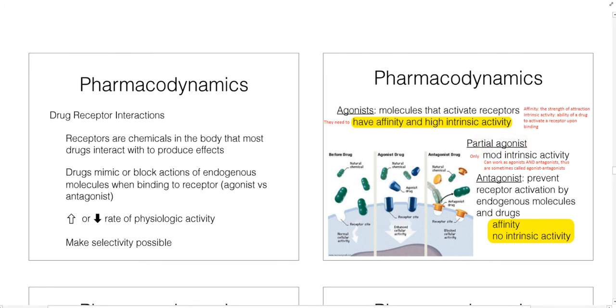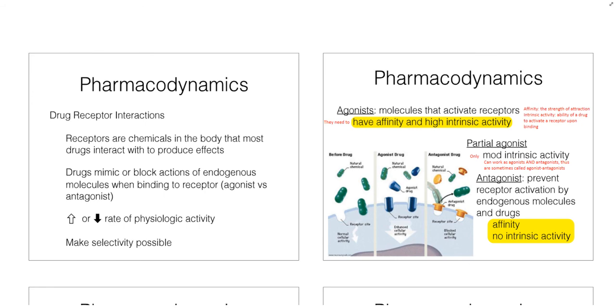We also have partial agonists. Partial agonists are only going to provide a moderate level of intrinsic activity. It's still going to have that affinity, but instead of having a high level of intrinsic activity, it's only going to have a moderate level of intrinsic activity. And based on what that receptor is designed to do, that medication could actually be classified as either an agonist, like a partial agonist, or an agonist-antagonist.